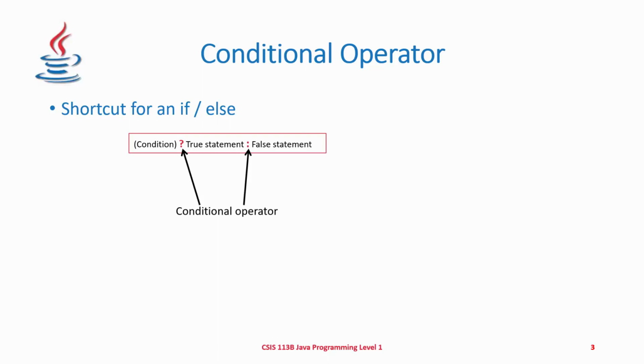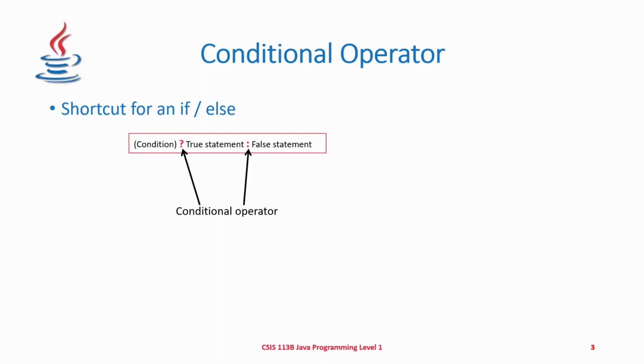So the idea here is that we just simply put the condition in a set of parentheses. Notice there's no keyword before the condition, no if before the condition. The condition inside of the parentheses is followed then by a question mark symbol. Then we type out, if the condition is true, the statement we want to run. If it is true, that's followed by a colon and then the false statement.